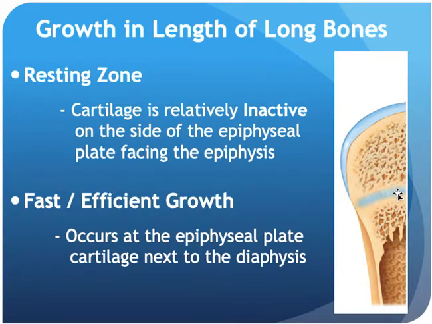So if this is my epiphyseal plate, this top part here is facing the epiphysis, and we're saying that this is my resting zone, okay, and then this is the bottom part here, and this is my fast, efficient growth zone. So it occurs at the epiphyseal plate cartilage next to the diaphysis. So if I look at my plate again, this bottom part here is facing the diaphysis, so this is where everything is going to grow from. And then we'll zoom in and look at what's happening on each little layer here, okay?